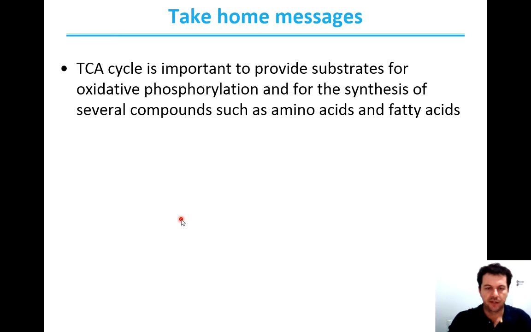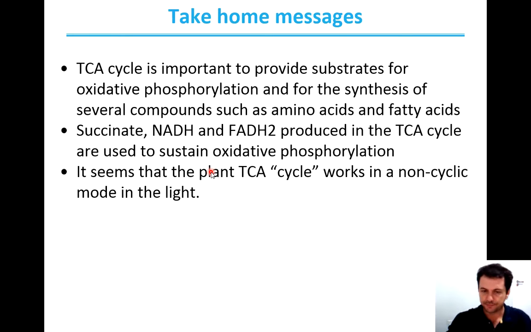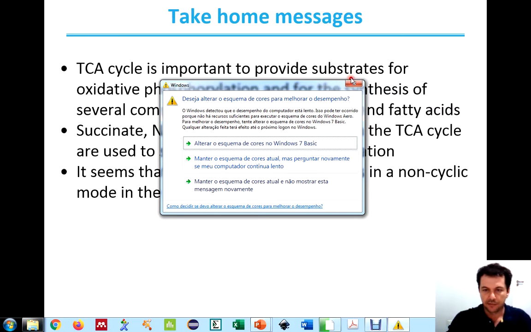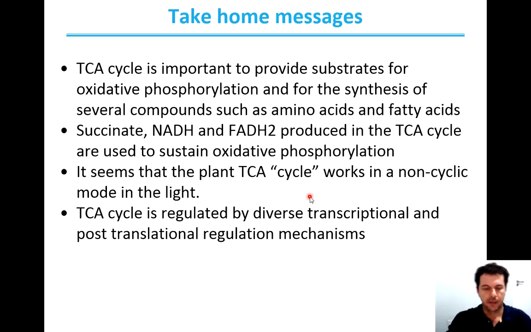So, take-home message. The TCA cycle is important to provide substrate not only for oxidative phosphorylation but also for many other compounds like fatty acids and amino acids. Succinate, NADH, and FADH2 are substrates of oxidative phosphorylation that are produced in the TCA cycle. It seems that the TCA cycle is not really working as a cycle in the light in plants, and that the TCA cycle is regulated by diverse transcriptional and post-translational regulation mechanisms.